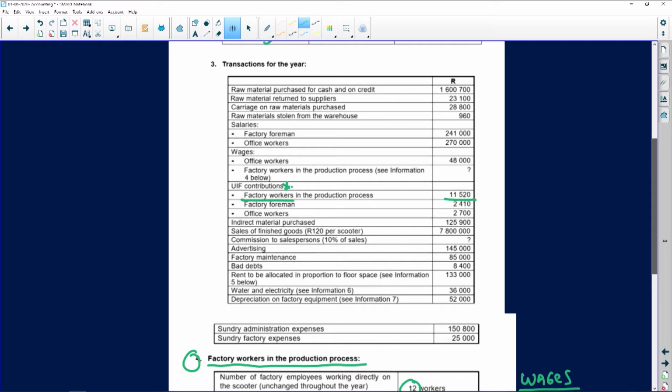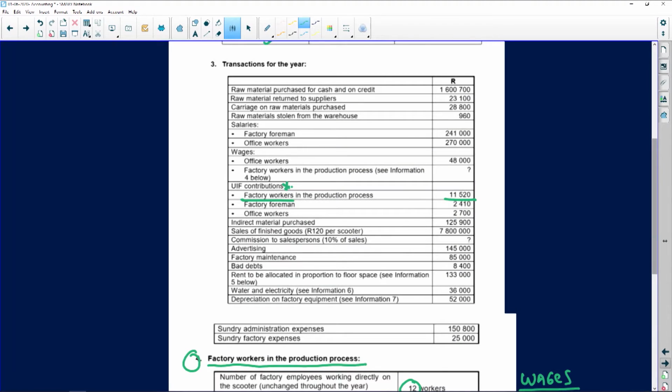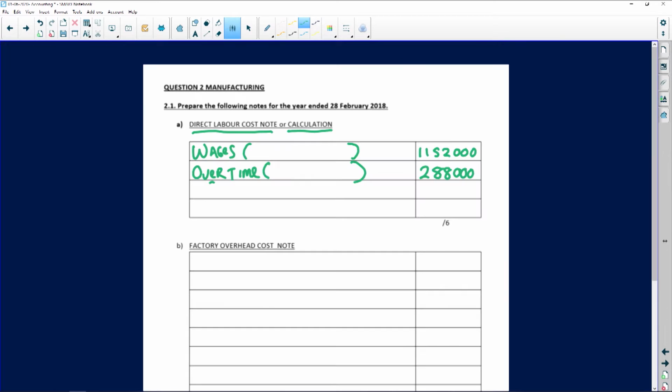So your factory worker, an amount of 11,520. Why not the factory foreman? Because that is indirect labor. It has nothing to do with actually making the product. Okay, so let's take that through. UIF contribution. Let me just fill that in. So we've got UIF contribution, and the contribution for the year, an amount of 11,520.